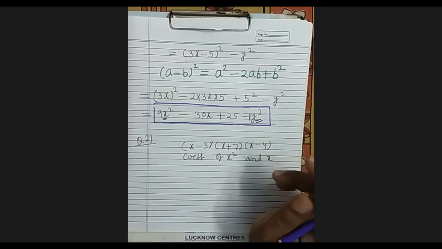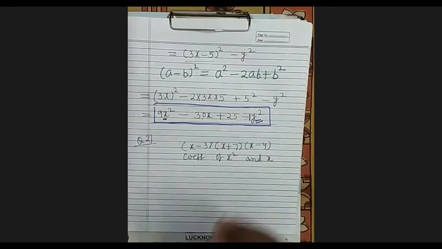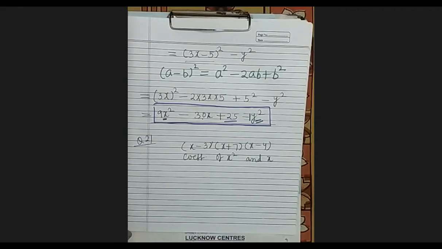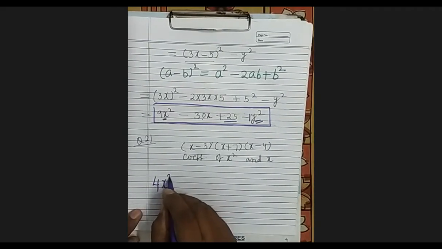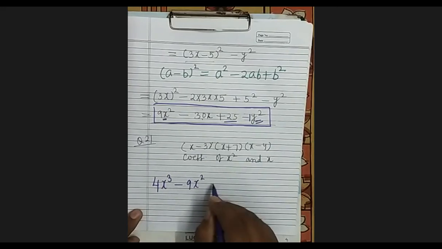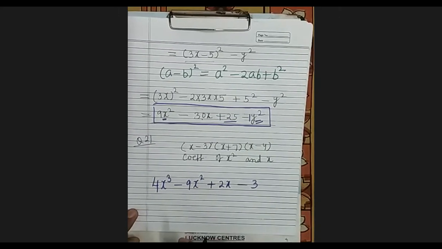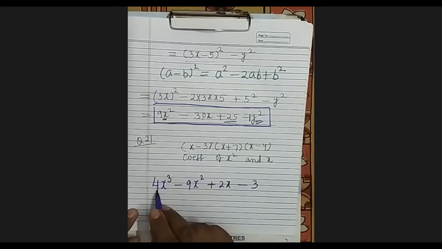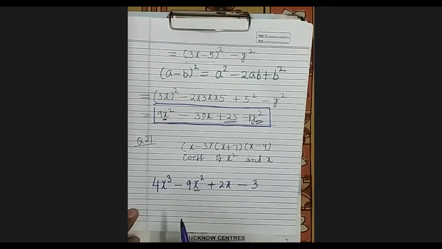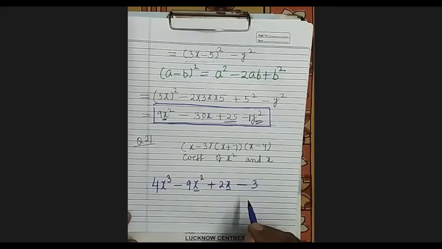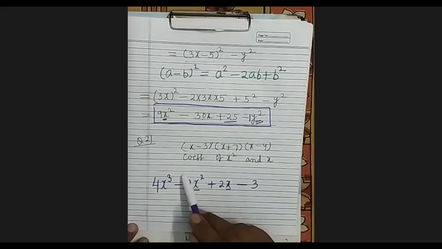What is the constant term? Constant term means which is free from x and y. So it is 25. Suppose I am writing this expression: 4x cube minus 9x square plus 2x minus 3. What is the coefficient of x cube? 4. Coefficient of x square is minus 9. Coefficient of x is 2. And what is the constant term? It is minus 3. It's clear? So coefficient means the number including sign.